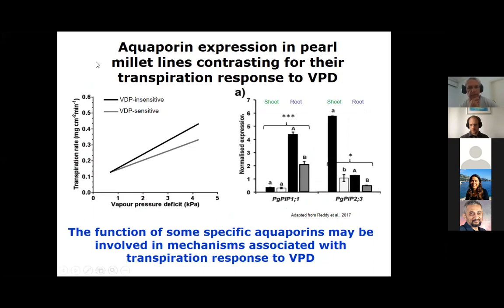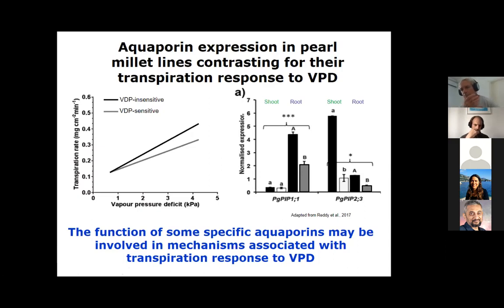The other thing that we've looked at is whether we've got differences in gene expression of aquaporin genes. Here we started doing that with a few lines that were either insensitive to the VPD response, so this is basically the typical response of transpiration to VPD that we've seen since the beginning of the talk, and a line that was sensitive to the vapor pressure deficit. And here are 2 aquaporin genes that are differentially expressed, and they are more expressed in the line that is insensitive. So in other words, the insensitive line tends to have a higher gene expression of aquaporins.